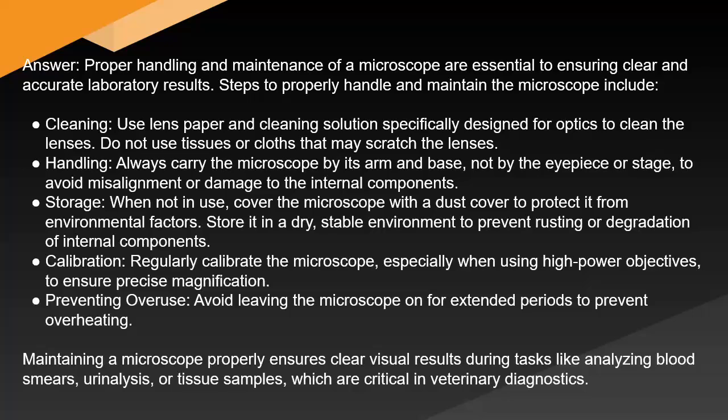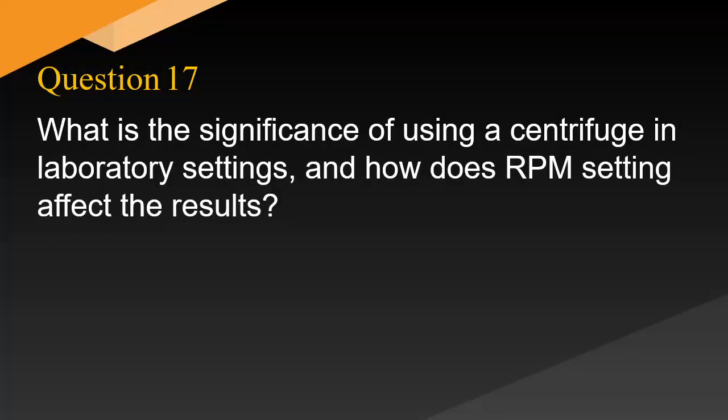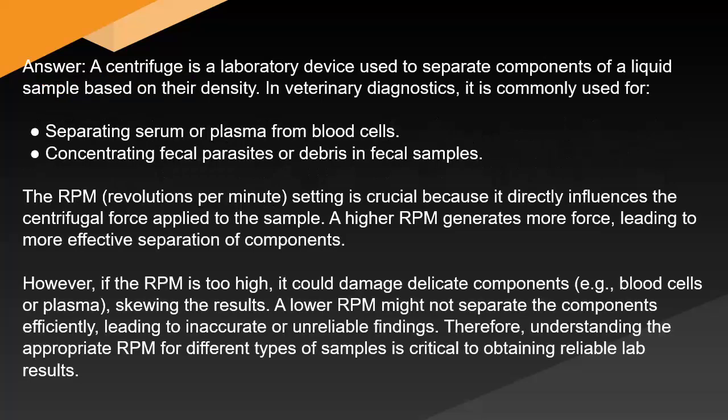critical in veterinary diagnostics. What is the significance of using a centrifuge in laboratory settings, and how does RPM setting affect the results? Answer: a centrifuge is a laboratory device used to separate components of a liquid sample based on their density. In veterinary diagnostics, it is commonly used for separating serum or plasma from blood cells, concentrating fecal parasites or debris in fecal samples.